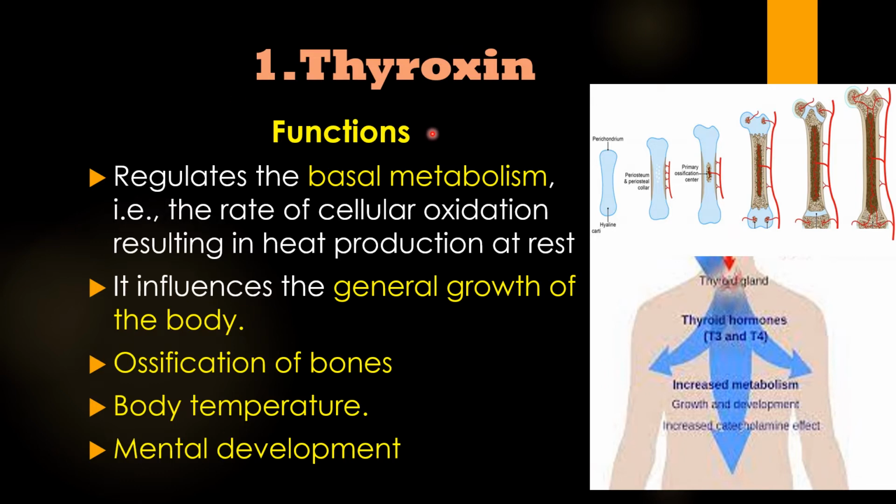What are the major functions of thyroxin? The first function, it regulates the basal metabolism. What is the meaning of that? That is the rate of cellular oxidation resulting in heat production at rest. The next point, it influences the general growth of the body. Then it influences or regulates ossification of bones.